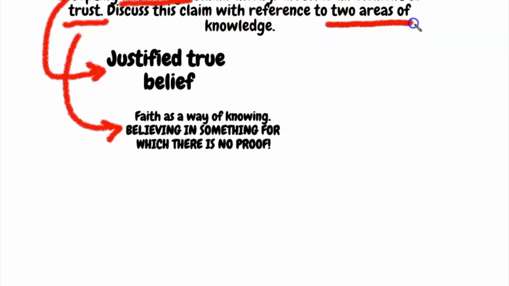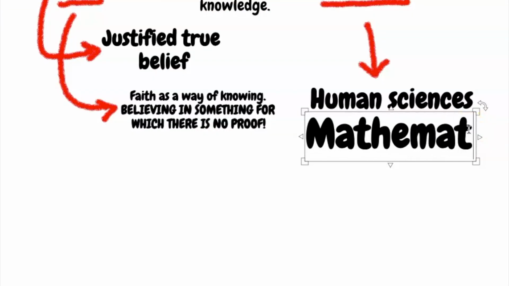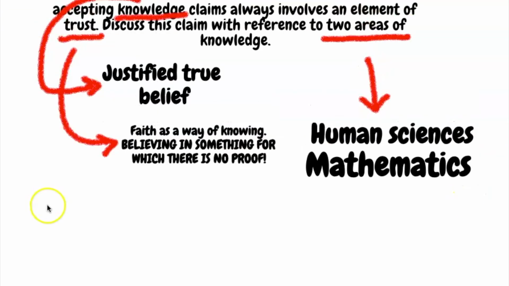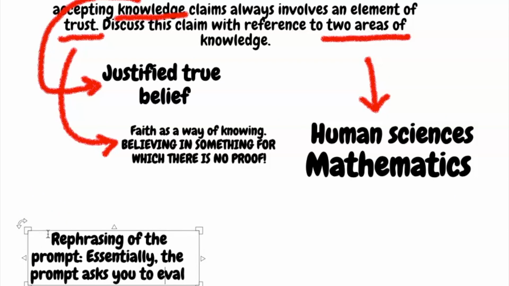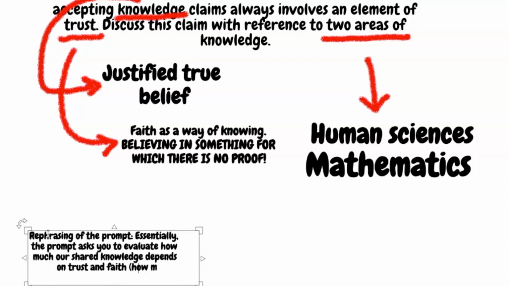It does say that you have to speak about specifically two areas of knowledge. Now, the areas of knowledge that I'm going to be talking about are the human sciences and mathematics, but of course you can also choose the natural sciences, history, religious knowledge systems, or indigenous knowledge systems. Regardless of what essay prompt you choose, you do have to talk about two areas of knowledge.